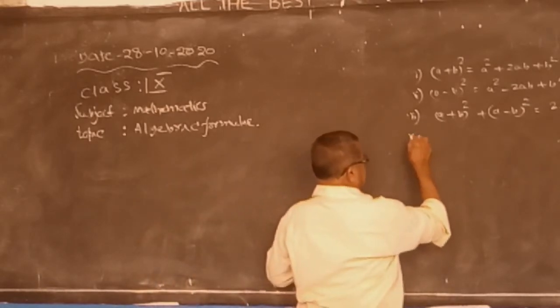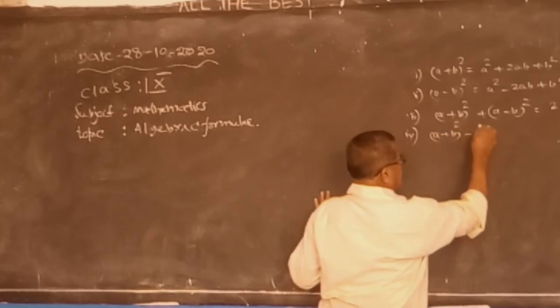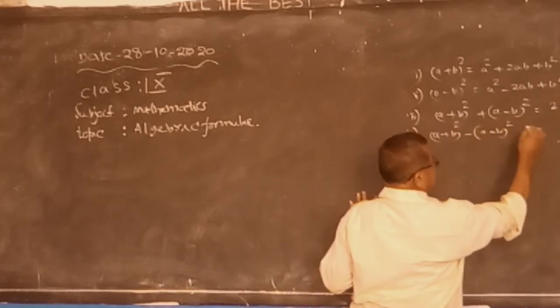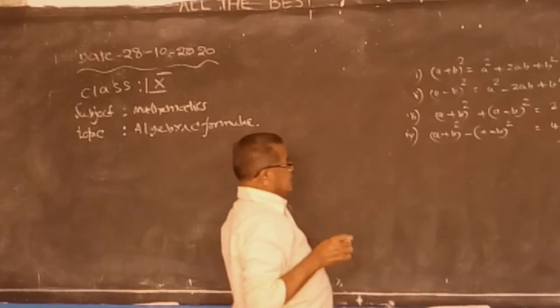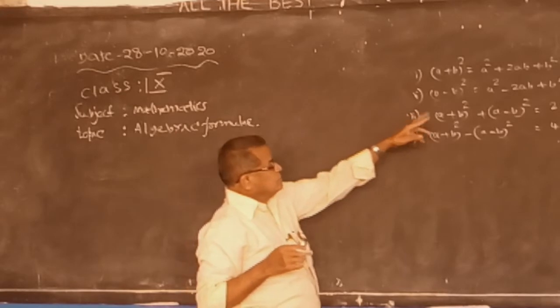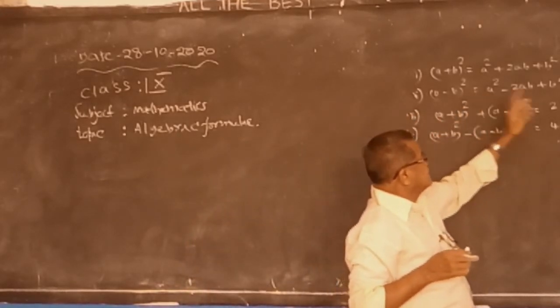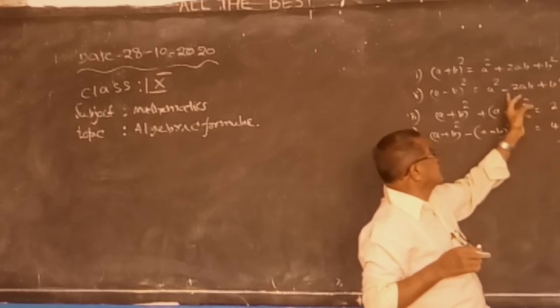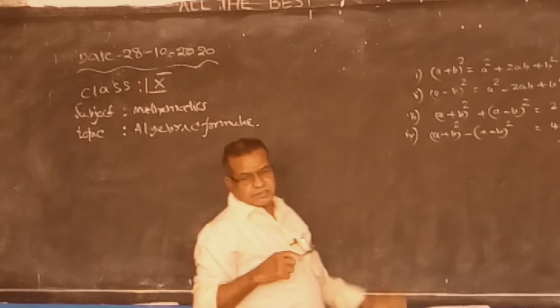Then fourth, subtraction: (a plus b) whole square minus (a minus b) whole square is equal to 4ab. This is subtraction. In subtraction, change the signs. A square cancels, b square cancels, this minus becomes plus, plus 2ab plus 2ab, 4ab, right.